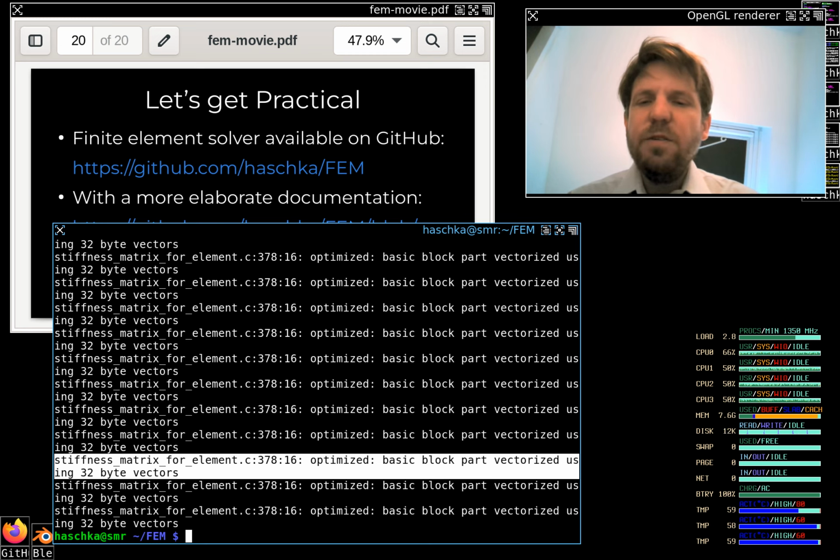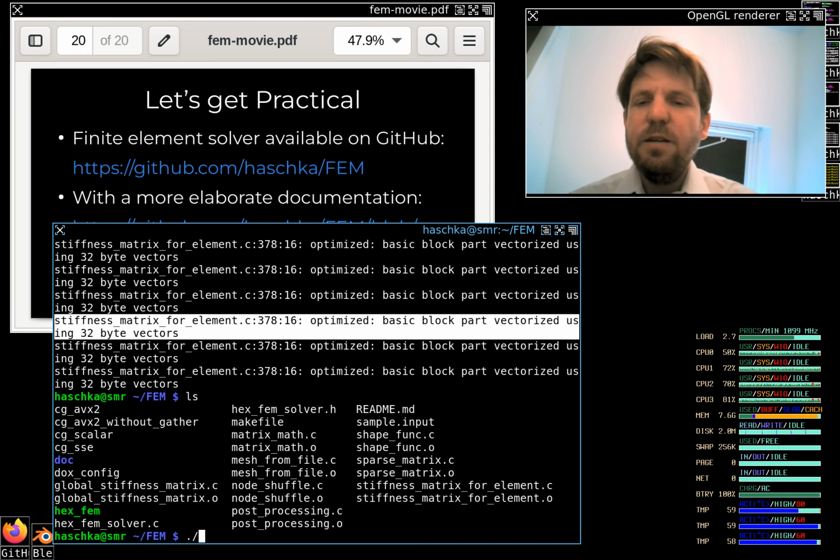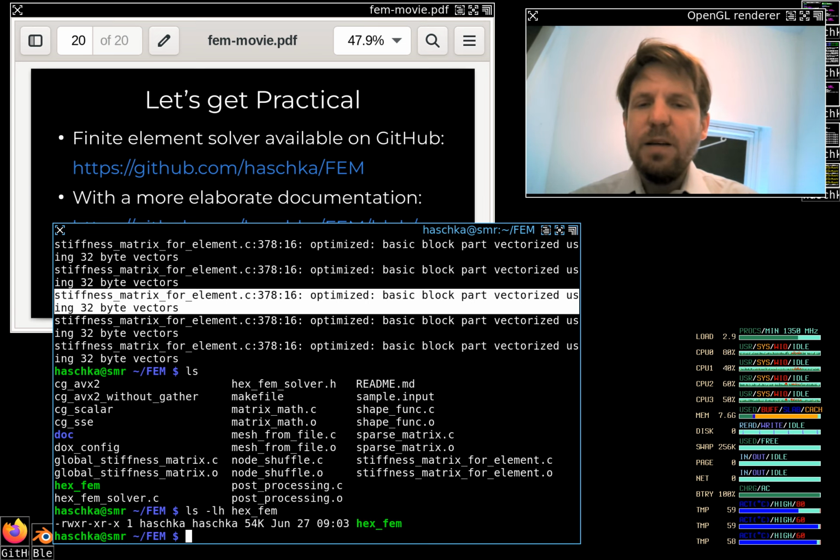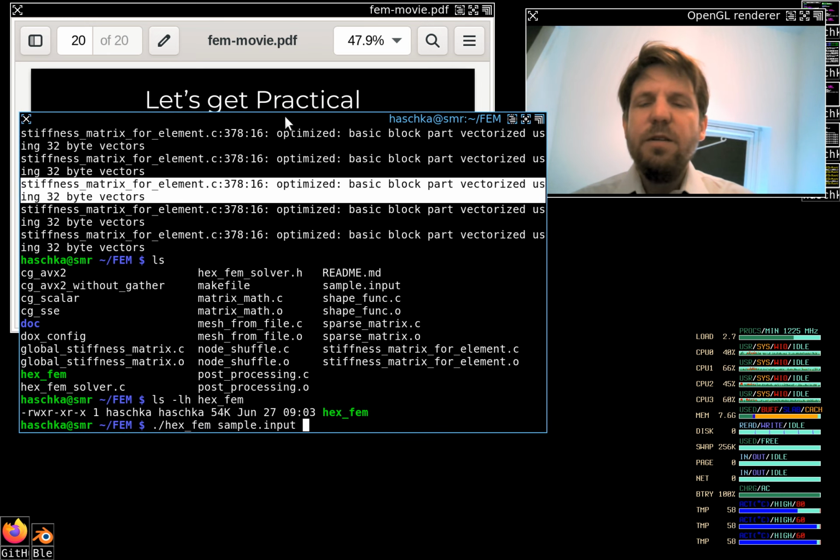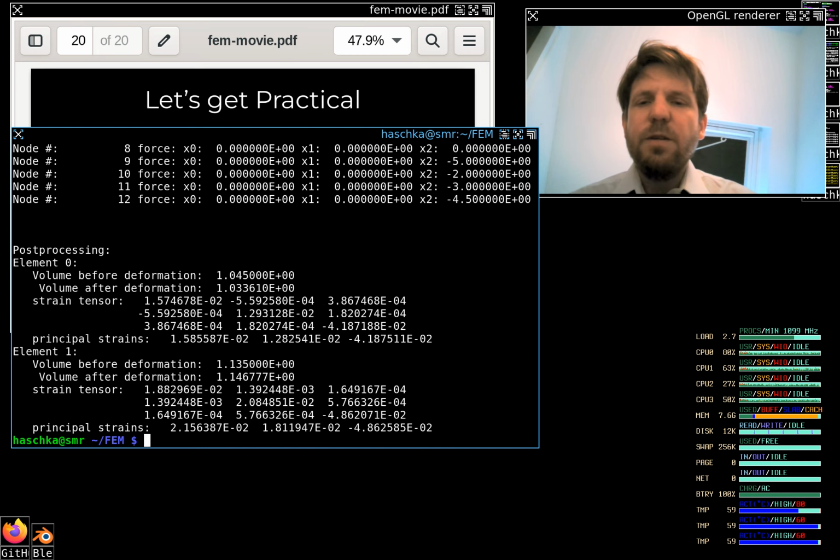How do you use this then? So you get out this hexfem binary that we have here. Let's just make sure that this is the new one. Yeah, we just compiled this. And so basically you can use this, and there you get a sample input. If I go to the sample input and run this, what comes out of it?